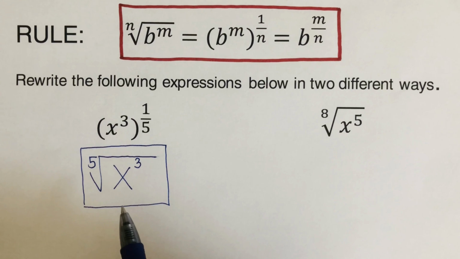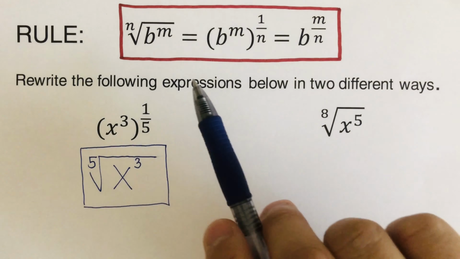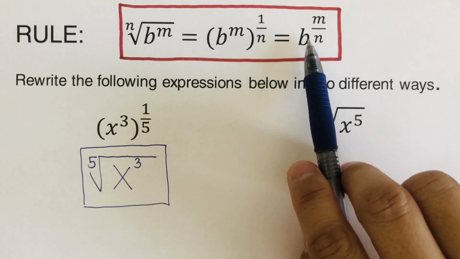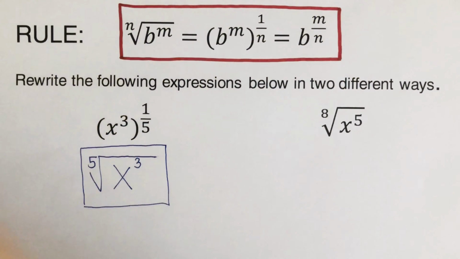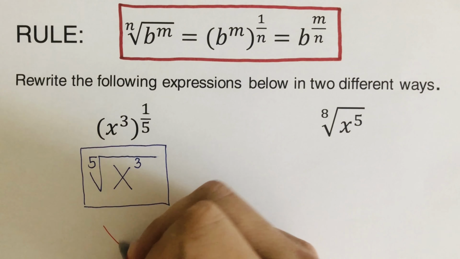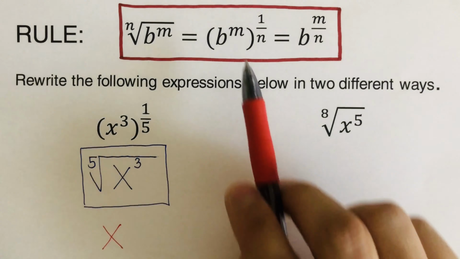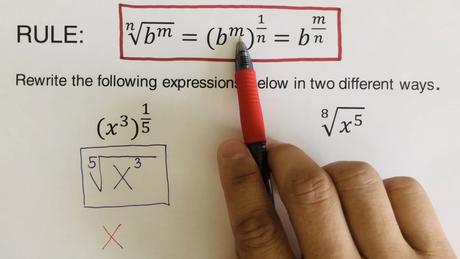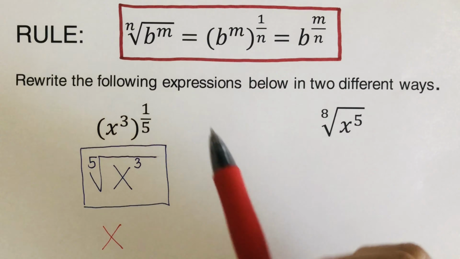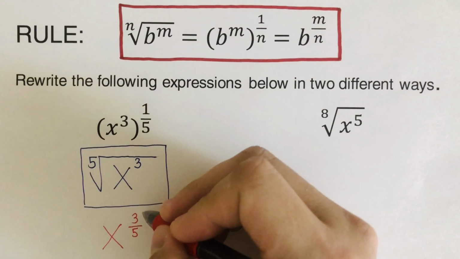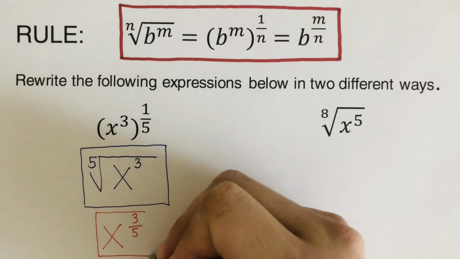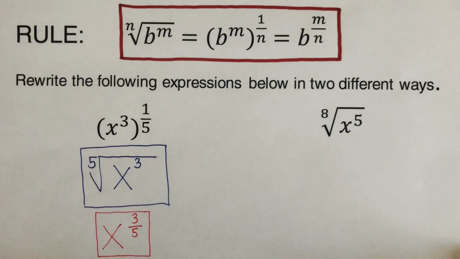Now let's move on to the second notation. It's going to look like this. So we go ahead and write x to the, again, our m is 3 and our n is 5. So I go ahead and write 3/5. So that is x to the exponent 3/5.